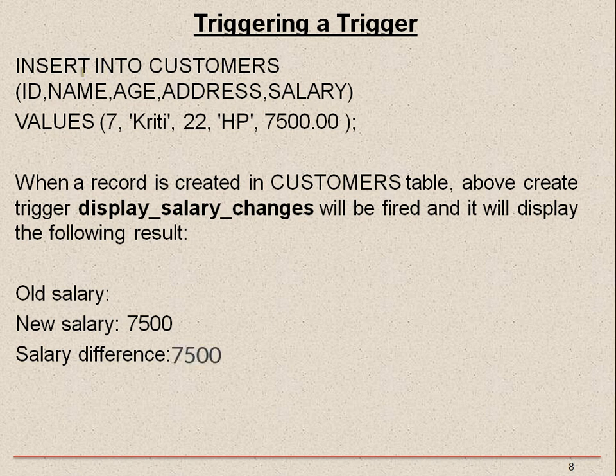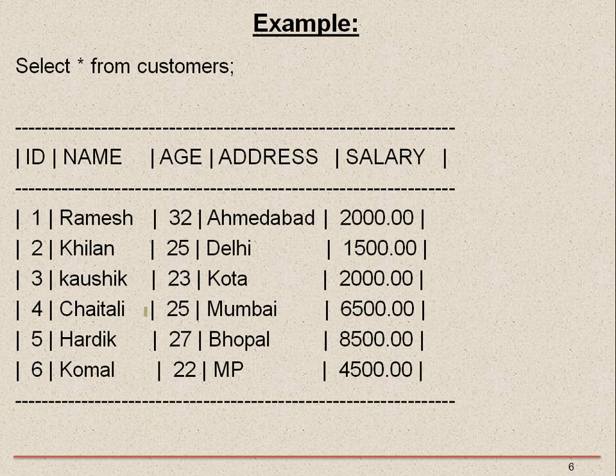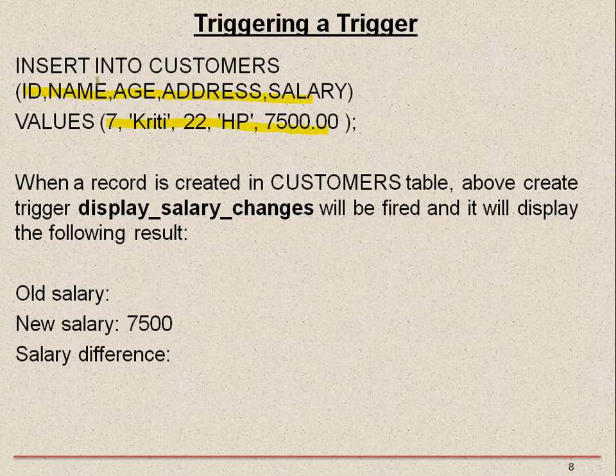So now what can I do? Insert into customer, I'm providing the field names and the values, providing the new values. You can see here we already have six records. Now I'm inserting the seventh record using this insert statement. So ID is 7, name is Kirti, age is 22, address is HP, and salary is 7,500 rupees. Now see, whenever this record is created in the customer table, the trigger created above, display_salary_change, is automatically fired.